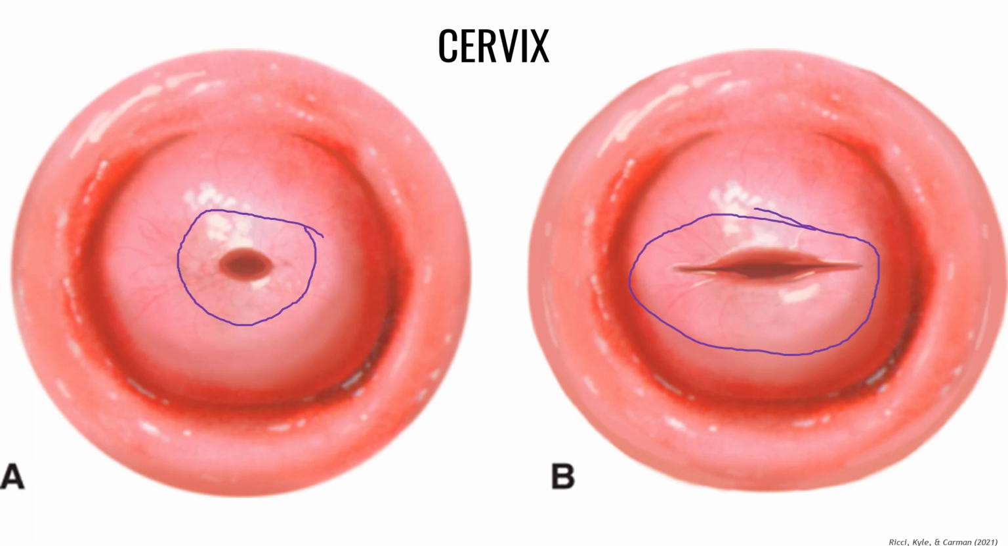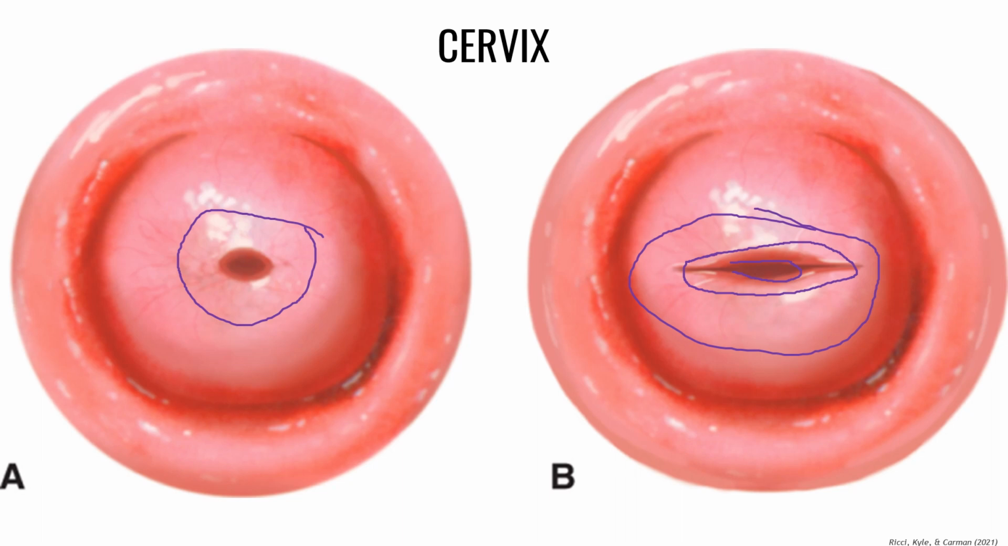Just to look a little deeper, the internal os, which is the inner portion within the cervical opening, gradually closes and returns to normal by about 2 weeks, while the external os, so the opening that's closer out here, never appears the same after childbirth.